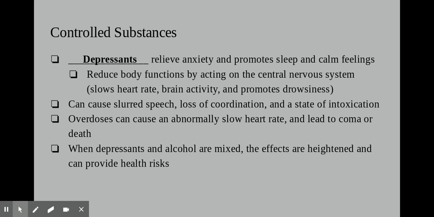Things that they also do to you: your speech may slur, you could lose some coordination, and you may enter a state of intoxication. So this is all promoted by the relaxing. If you're far, far more relaxed, of course, you're going to lose some coordination. Overdosing, abnormally slow heart rate, possible coma or death.